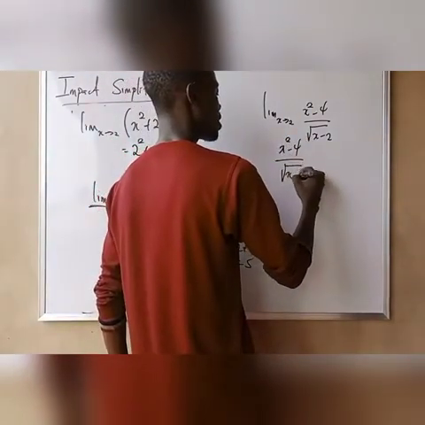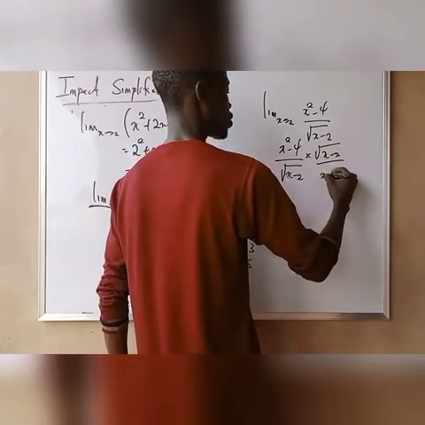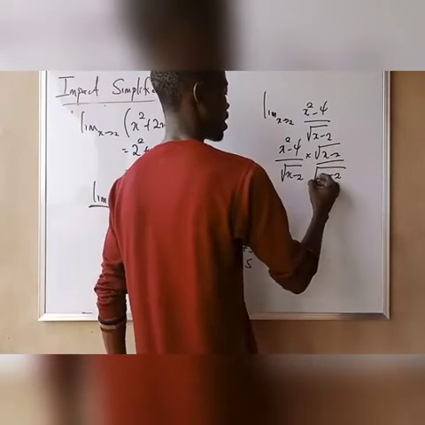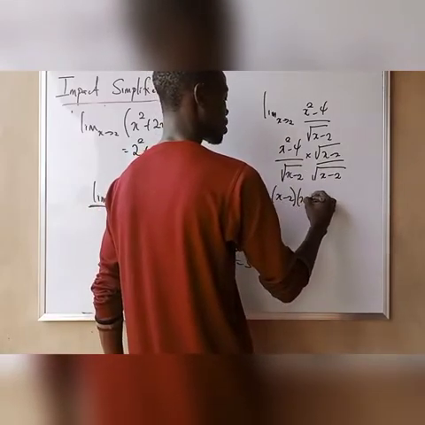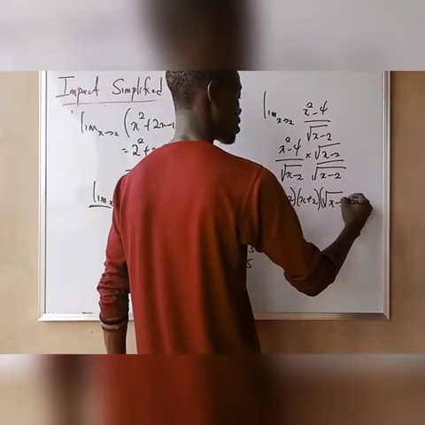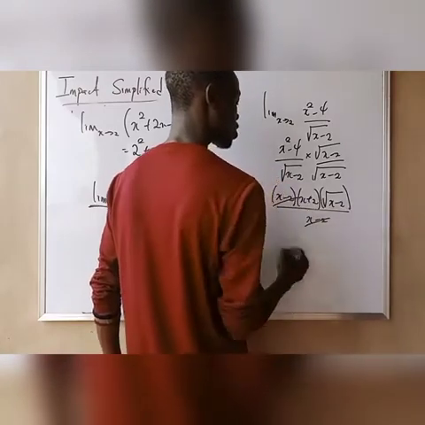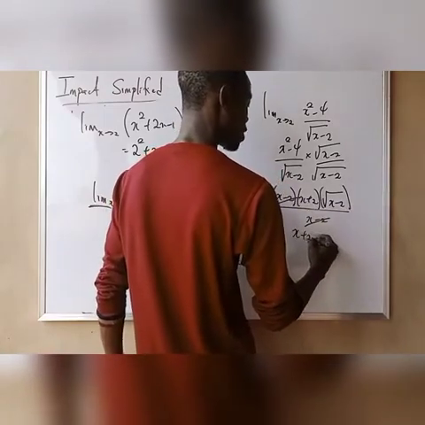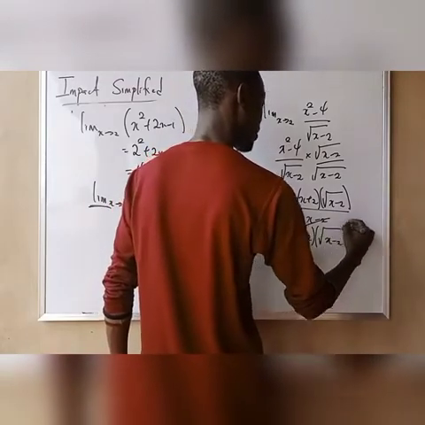And if you are having a square root at the denominator, what are we meant to do? To rationalize. If you rationalize, this will give us x minus 2 and x plus 2 into the square root of x minus 2, divided by x minus 2. This will cancel this, and what do we have? x plus 2 into the square root of x minus 2.